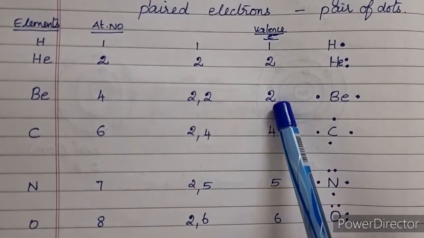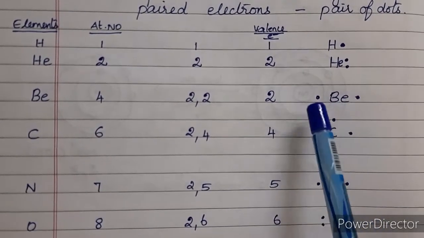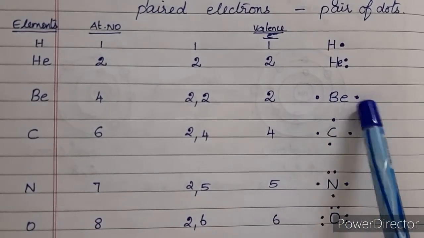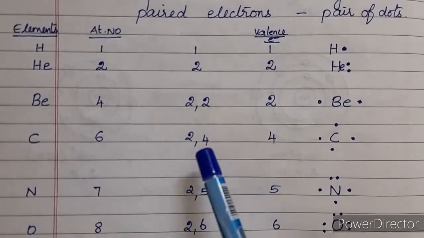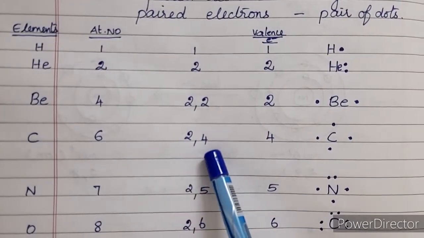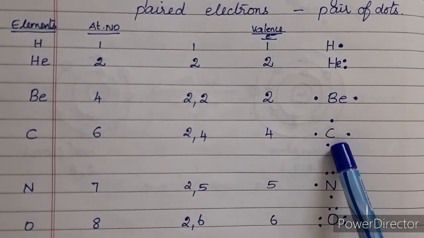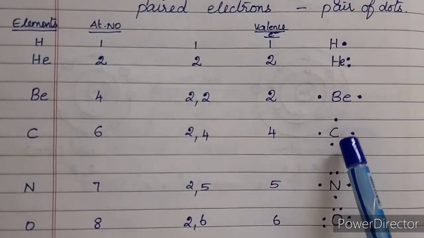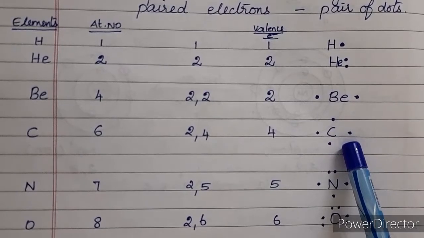So there are 2 electrons in the valence shell, and the beryllium symbol is Be, and it has 2 single dots. So 2 unpaired electrons. Next is carbon. Atomic number is 6. Electronic configuration is 2, 4. So how many valence electrons are there? 4 valence electrons. So the carbon symbol is written in the middle and 4 dots on all the 4 sides. So this represents the valence electrons in the carbon.